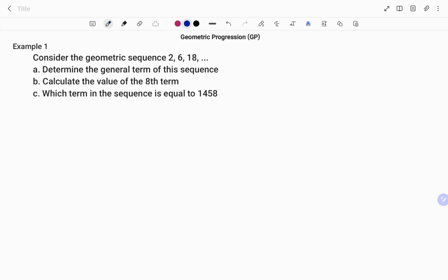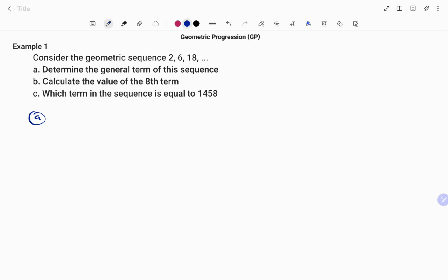In my first example, I have considered the geometric sequence 2, 6, 18. A. Determine the general term for this sequence. B. Calculate the value of the 8th term. And C. Which term in the sequence is equal to 1458? The first question says, determine the general term of the sequence.